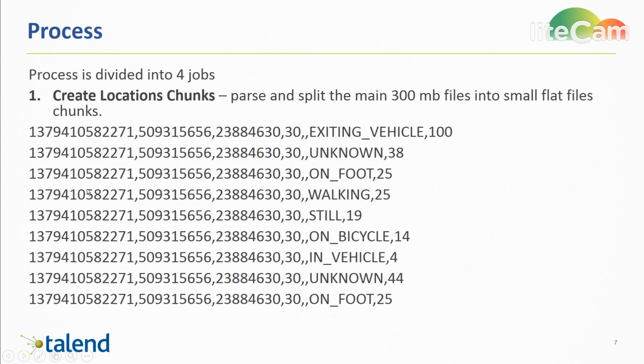After the first job, I'm supposed to get as a result many flat files with this structure. First the epoch time, then a pair of coordinates, and then the type of GPS record, for example, exiting a vehicle, unknown, on foot or something like that, and accuracy and so on. So I can later use it however I want to parse it.